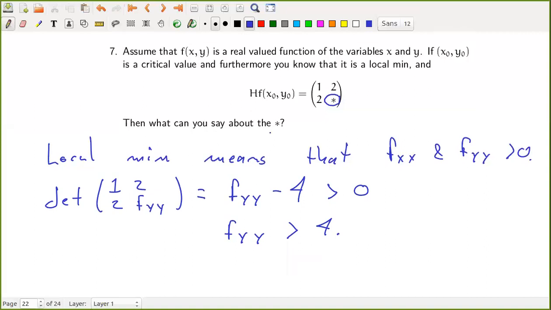Notice also, I could have changed this question a little bit and added less information here. So if x naught, y naught is a critical value, and furthermore, you know that it is a local min or local max, and this is the Hessian, then what can we say about the star? Well, since the xx derivative is positive, that would tell us that it's a local min. So if we have a matrix like this, and this is the Hessian, and we know that x naught, y naught is either a local min or a local max, and we know that the double x derivative is positive, we know it's a local min.